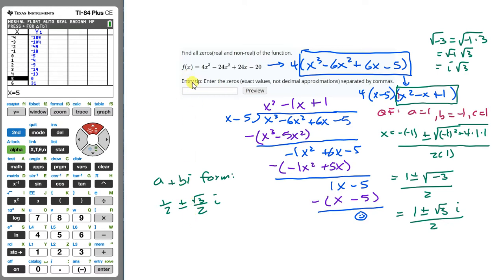Okay, so what are my zeros? My first zero was the 5, right? So my zeros in this case were 5, 1/2 plus root 3 over 2 i, and then 1/2 minus root 3 over 2 i.